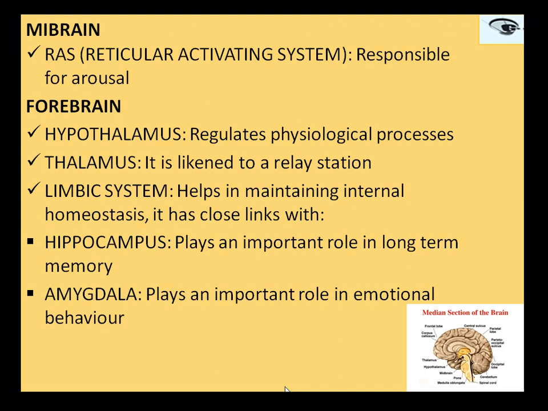Now, what are the physiological processes? We have the emotional and motivational behavior, like eating, drinking, sleeping, temperature regulation. All of that is being regulated by the hypothalamus. It is actually regulating and controlling the internal environment of the body as well.